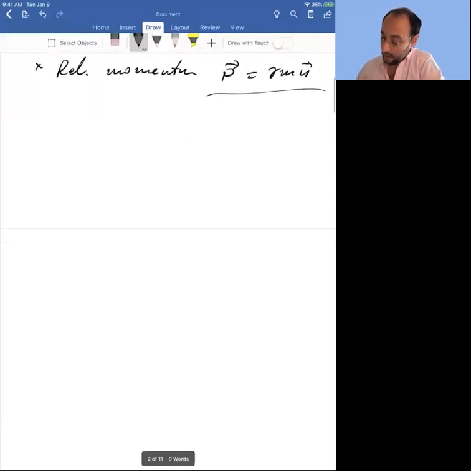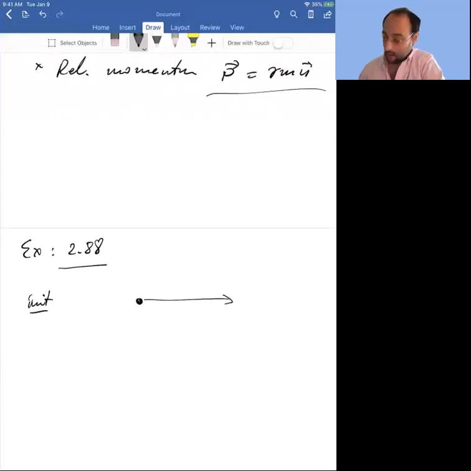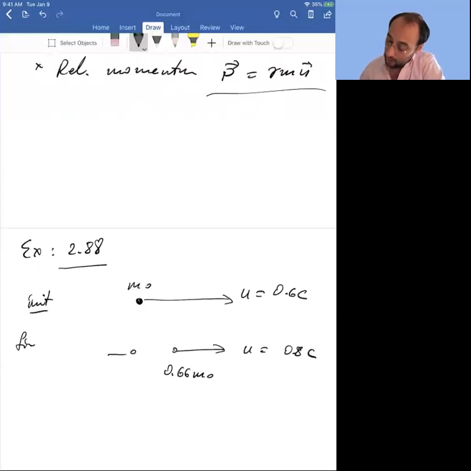So this is 2.88, will be one of your homework problems. So you have a particle that's just moving about. It has a velocity equals 0.6 c, and it has a mass m naught. And then finally, there are two fragments. One of the fragments we are given information about: 0.66 m naught, and u equals 0.8 c. You need to find this mass and this velocity. So let's call it this: this is u naught, this is called u1, and this is called u2.